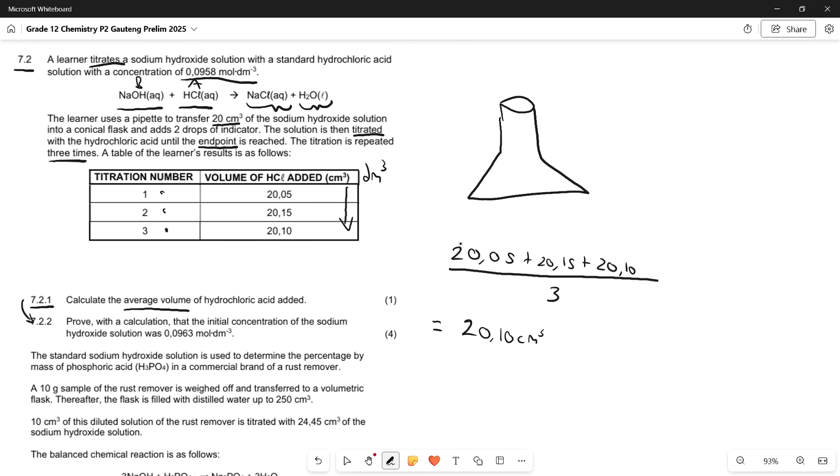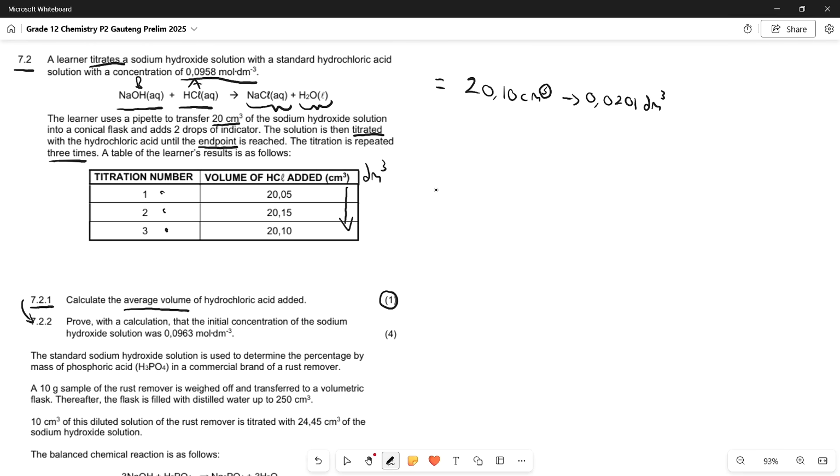If we want to, we can convert it to decimeters cubed by dividing by 1,000. So therefore we have 0,0201 decimeters cubed. The reason we divide by 1,000 is because deci is 10 times bigger than centimeters, but because they are cubed units, it's dividing by 10 cubed, and 10 cubed is 1,000. Cool. And that would earn us 1 mark.